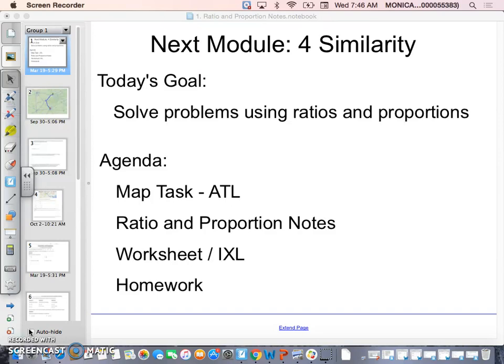So today's goal is to solve problems using ratios and proportions. We're going to do a quick map task, and then take some notes, and then you'll have some practice time. So let's go ahead and get started.